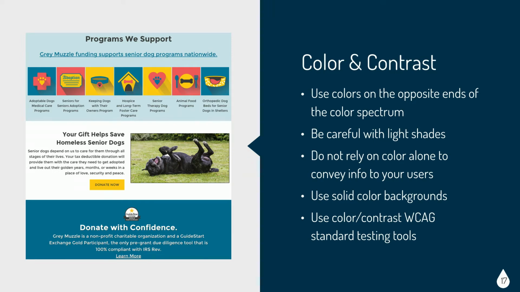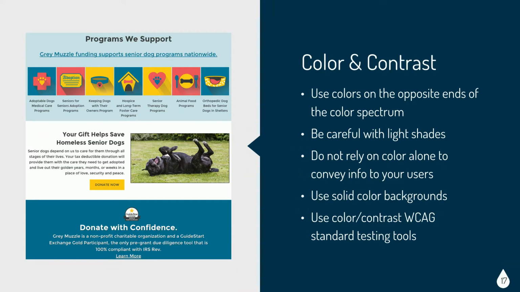So in this case, our easy ones are using colors on the opposite ends of the color spectrum and avoiding combinations such as red, green, blue, yellow, the ones that are really bad for colorblind people. And there's a lot of tools, again, out there that can help you figure out what those are. Also, light shades. Light shades are really bad for contrast purposes. People with low vision have problems sometimes with light shades.